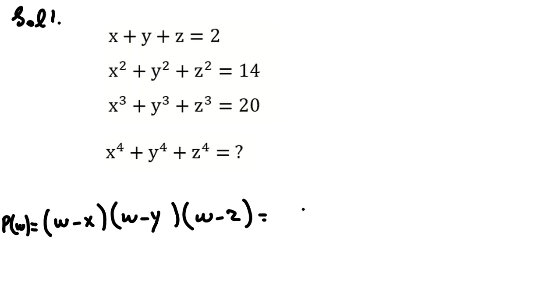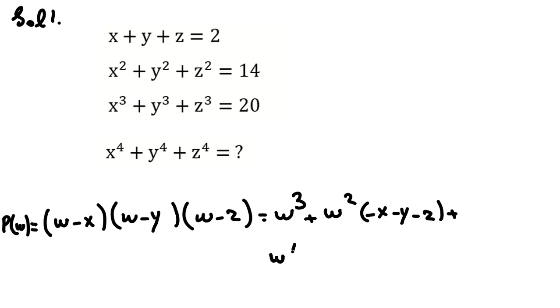If you multiply, it will be what? Let's say like this, w cubed. If you select w cubed, let's find the coefficient of w squared, for example, minus z, minus y, minus x. So the coefficient will be negative x, negative y, negative z.